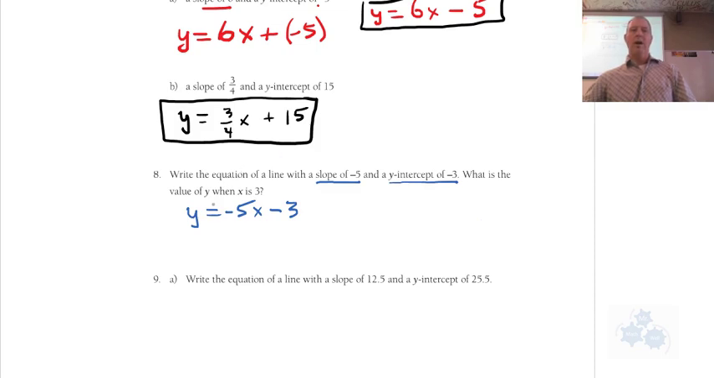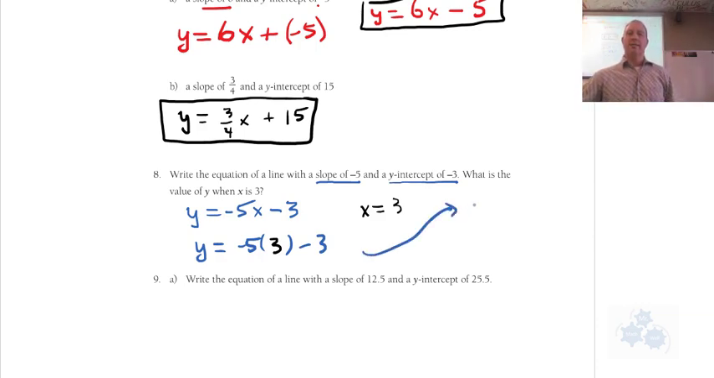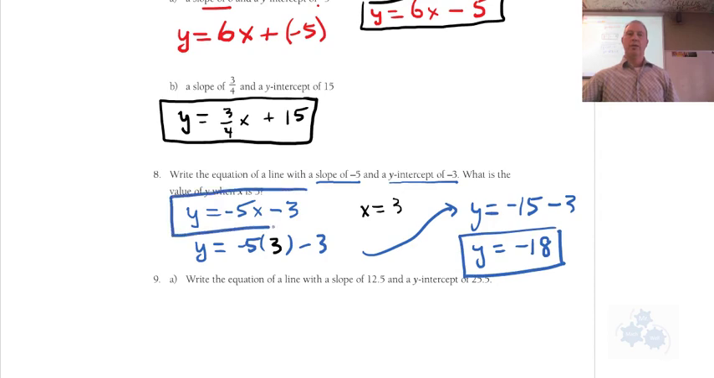What is the value of y when x is 3? Well, we did one just like that as well. So when x equals 3, I'm going to do this right here. Y equals -5 times 3 minus 3. I'm just going to substitute that in, and I'm going to get y equals, let's see, -5 times 3 is -15 minus 3. Y equals -18. So there's our two pieces, or the two answers to this question number 8.